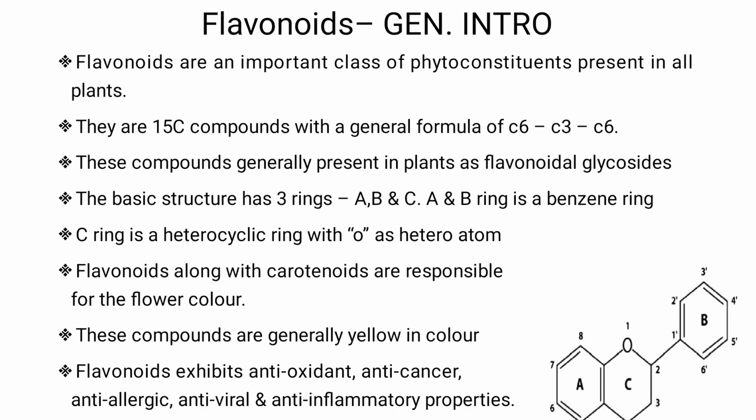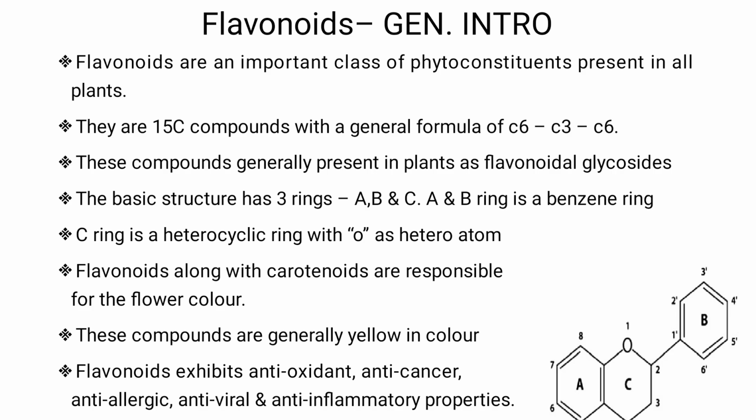So based on the type of flavonoid present along with the carotenoid, the color of the flower is determined. Generally flavonoids are yellow in color, but when these flavonoids get combined with the carotenoids, the color will get changed, right? So the general color of flavonoid is yellow.